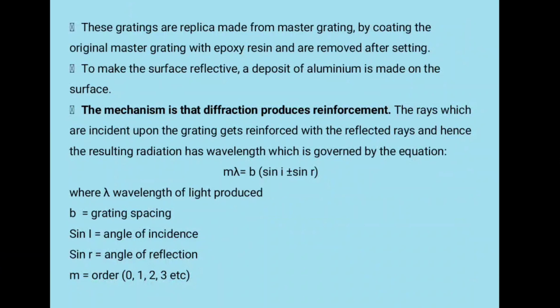You can see the equation here, m lambda is equal to b (sin i plus or minus sin r), where lambda is the wavelength of light produced, b is the grating spacing, sin i is the angle of incidence, sin r is the angle of reflection, and m is the order number.